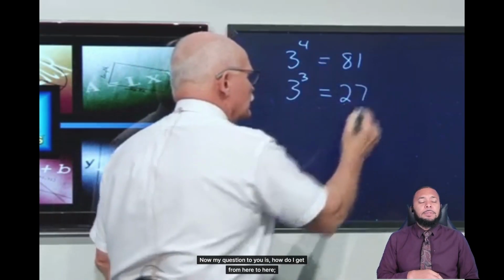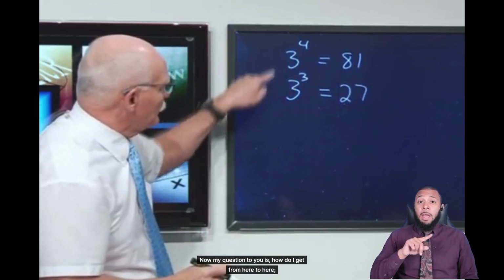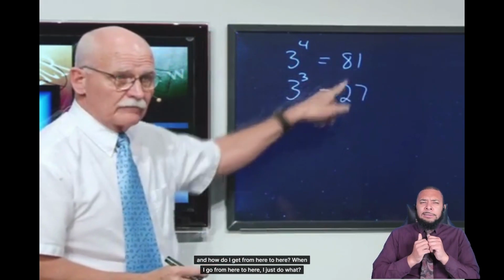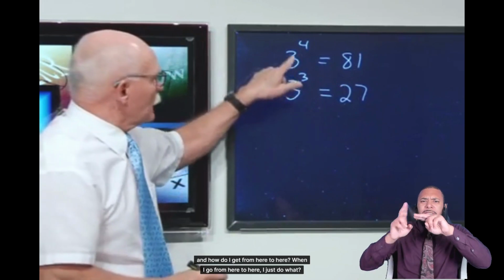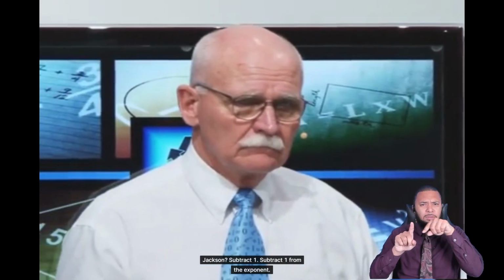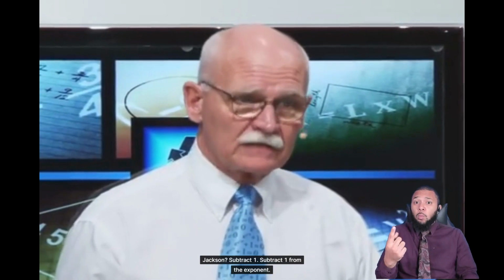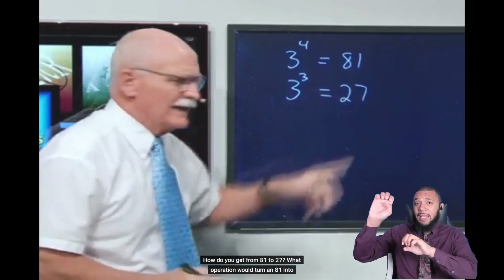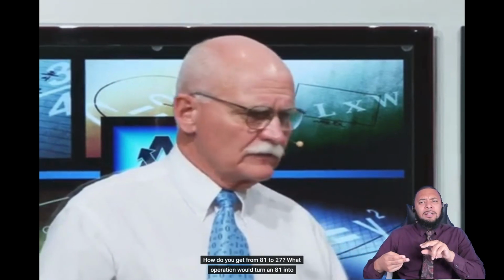Now my question to you is, how do I get from here to here, and how do I get from here to here? When I go from here to here, I just do what? Jackson? Subtract 1. Subtract 1 from the exponent. How do you get from 81 to 27? What operation would turn an 81 into a 27?